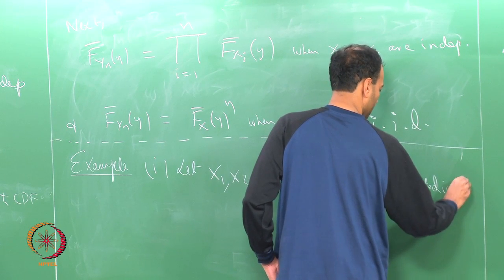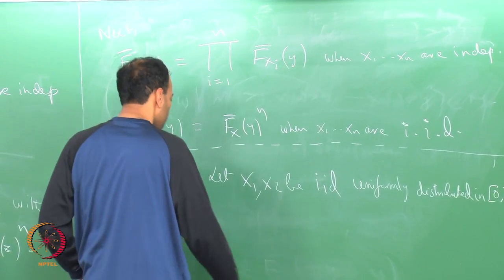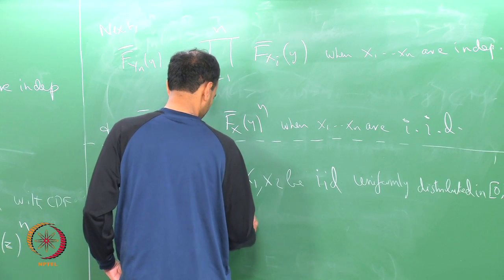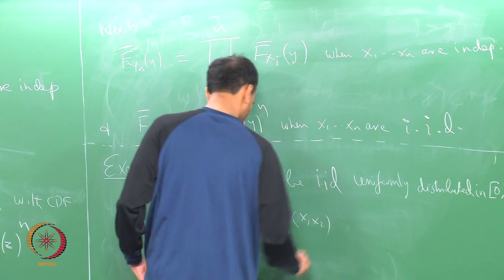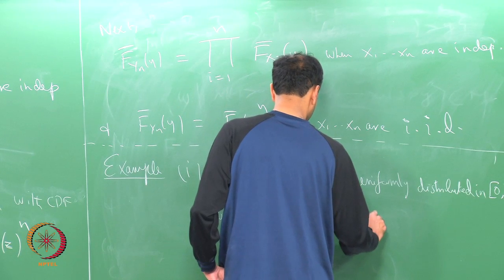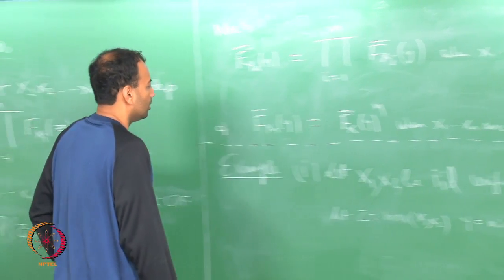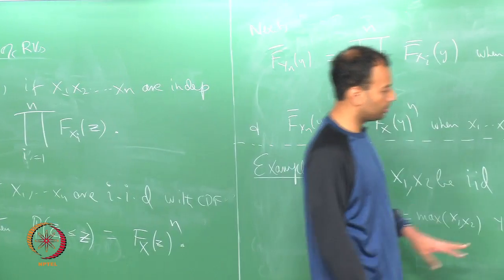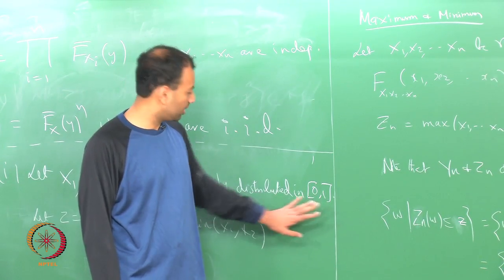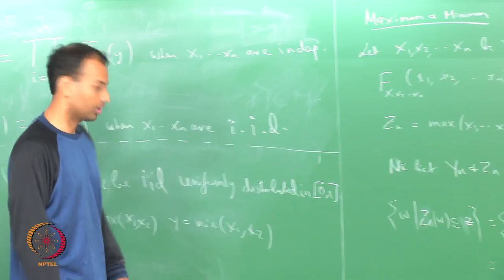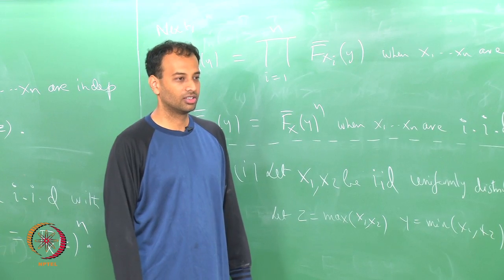In 0, 1, let us say. Let z equal max(x1, x2) and y equal min(x1, x2). So you have x1 and x2 inducing a uniform measure on 0, 1, and they are independent and identically distributed random variables, and you are looking at the maximum of the two and minimum of the two. The question is how are they distributed?